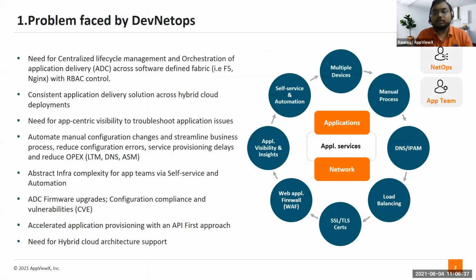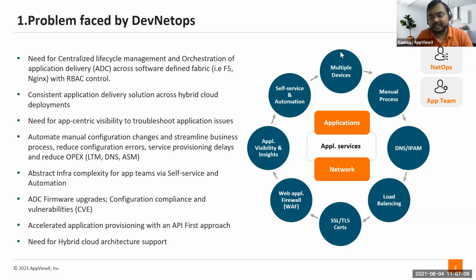All right, so this is our main concern here: problems faced by the DevNetOps. What exactly are the problems faced by the DevNetOps team or the development team today? Towards the right of the screen, if you see that diagram, there is always a manual process involved, and a lot of time wasted in doing configurations on the F5 devices, or rather any ADC device.